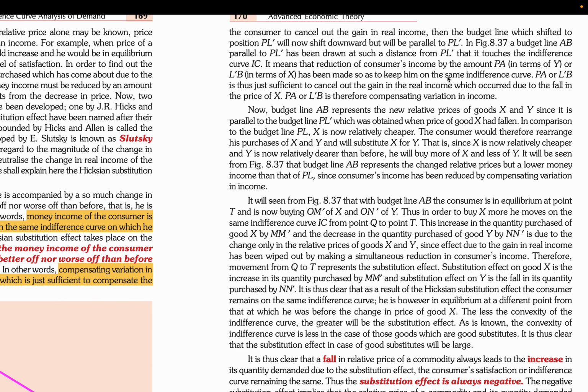It means that a reduction in the consumer's income by the amount PA or L dash B has been made so as to keep him on the same indifference curve. PA or L dash B is thus just sufficient to cancel out the gain in real income which occurred due to the fall in the price of X. PA or L dash B is therefore the compensating variation in income.